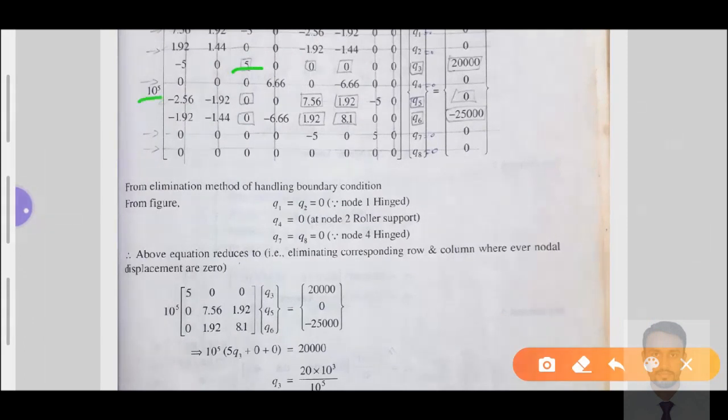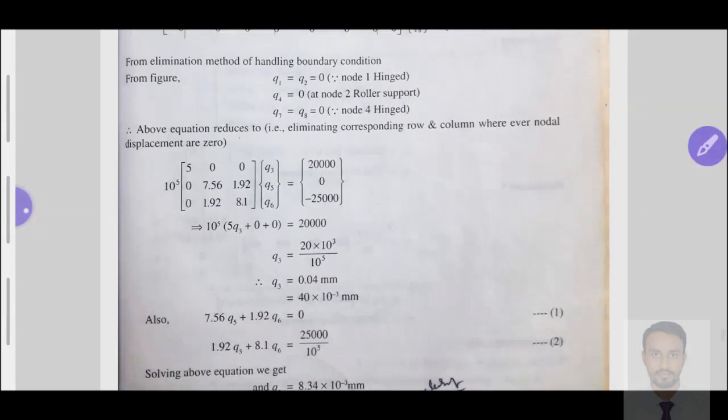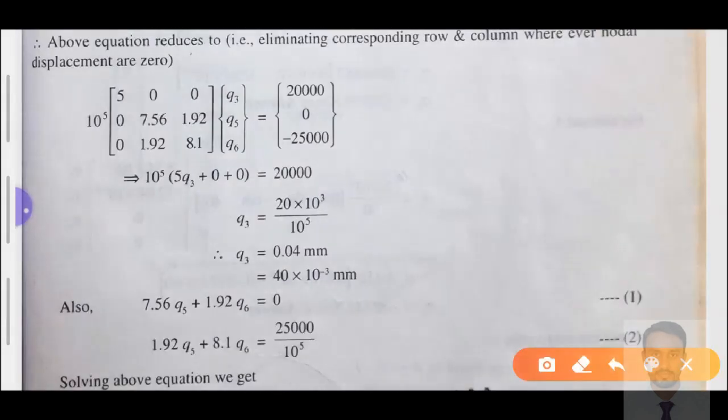We have taken 10 to the power 5 common. 0 0 Q3 is equal to 20,000. Similarly we have 0 7.56 1.92 Q5 here 0. Similarly we have 0 1.92 8.1 Q6 and minus 25. So from the resolved equilibrium equation, it gets reduced, and we have a 3 cross 3 matrix.